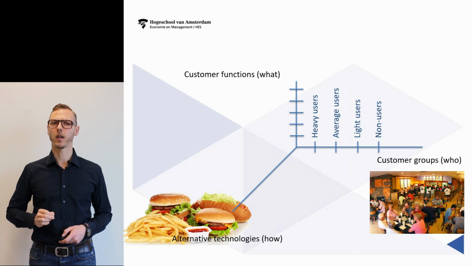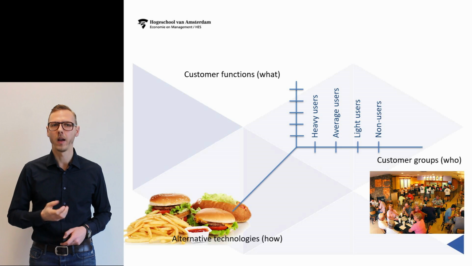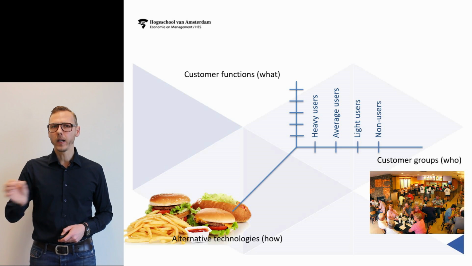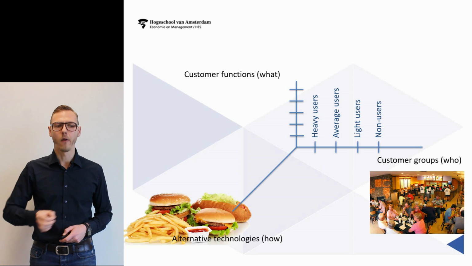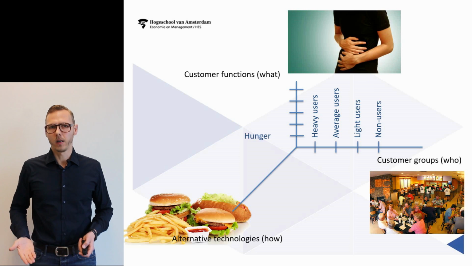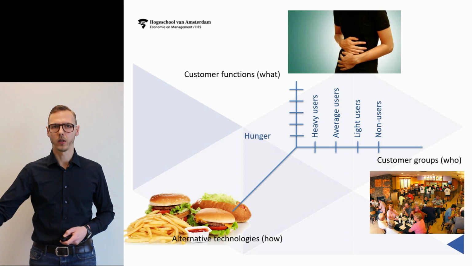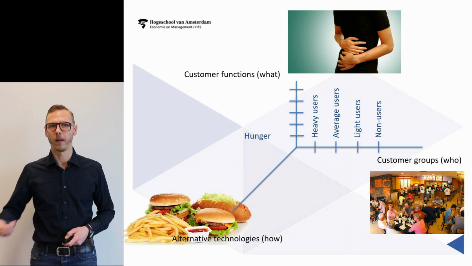Now, what benefits are these users searching for? What kind of needs do they have? We're going to search, in every group, for what kind of needs they could have. For instance, first of all, hunger. They are hungry, so they go to the fast food restaurant and they want to make sure that they're not hungry anymore by eating the food.